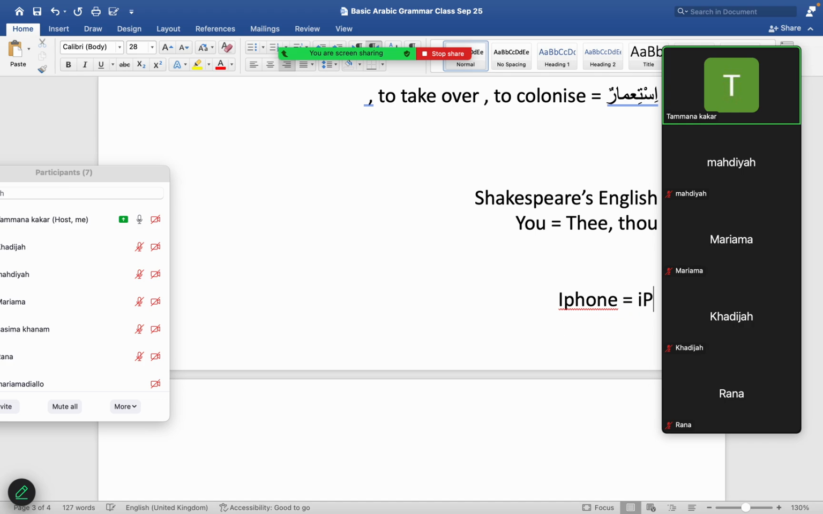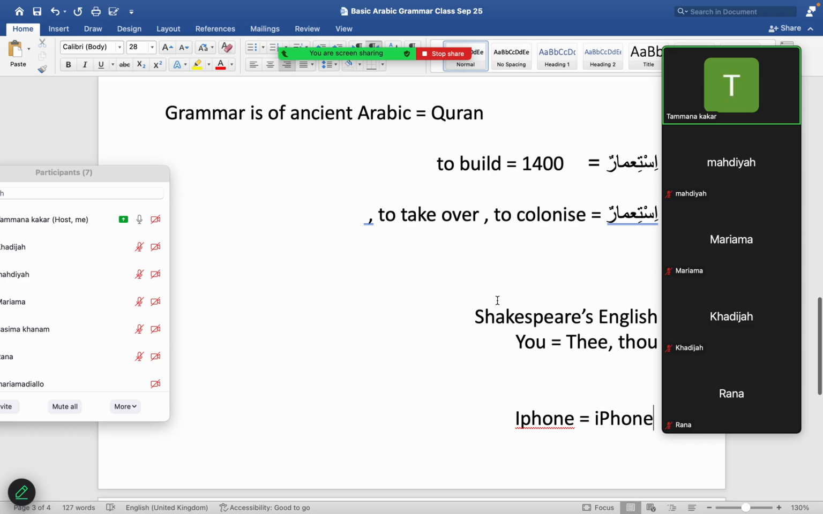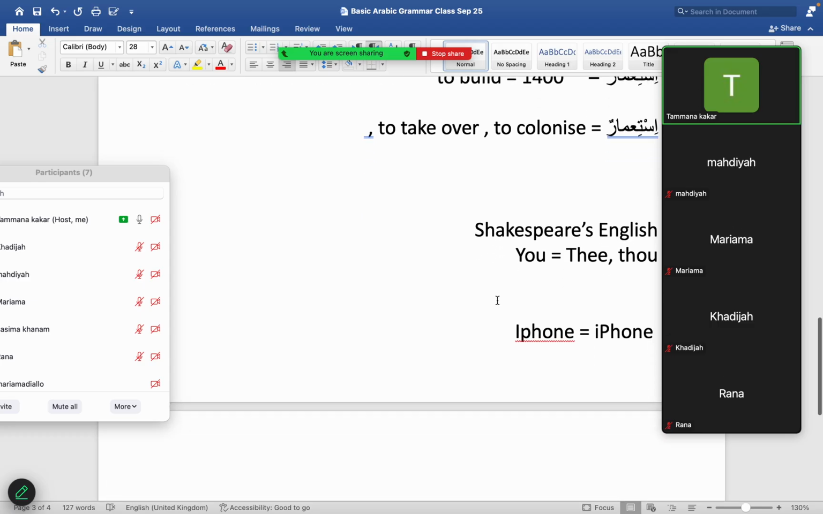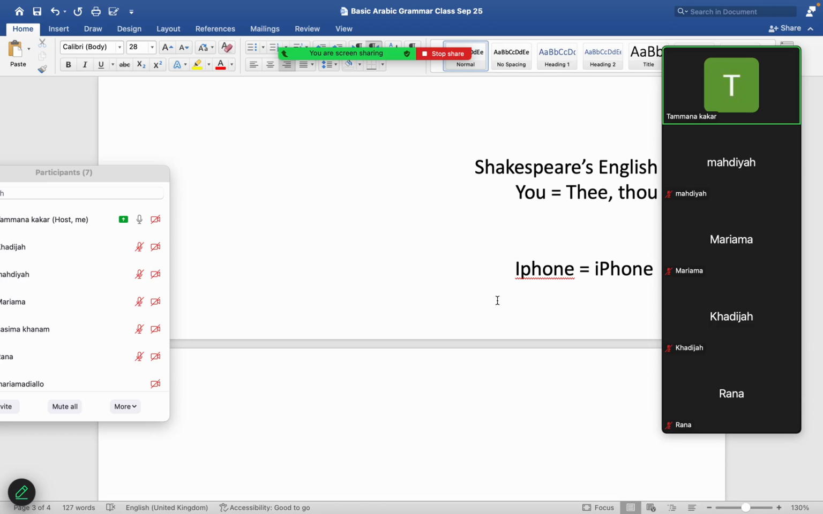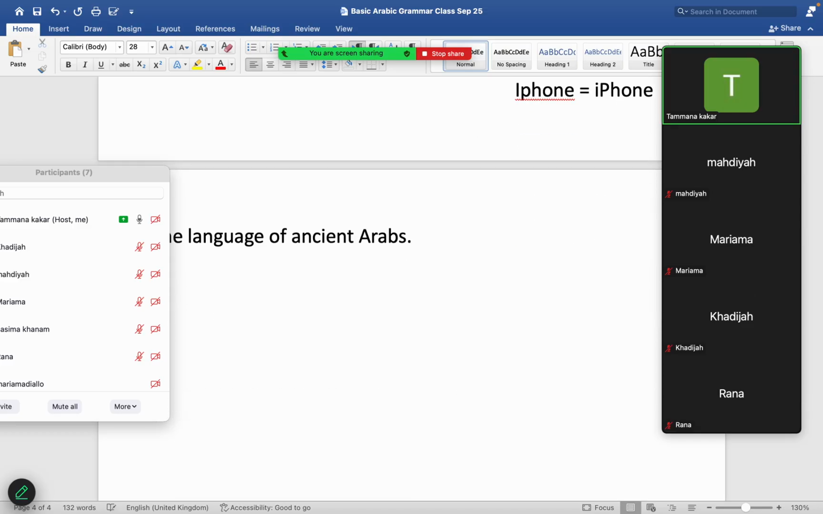But this is how we write iPhone, isn't it? So that grammar has changed. It doesn't apply on it anymore. So things change, languages change, grammar changes. The purpose of giving you the differences is so that you understand what language we are learning, or what grammar we are learning. We are learning Lisanul Arab, the language of ancient Arabs. This is how Arabs used to speak. Let me give you one other example.